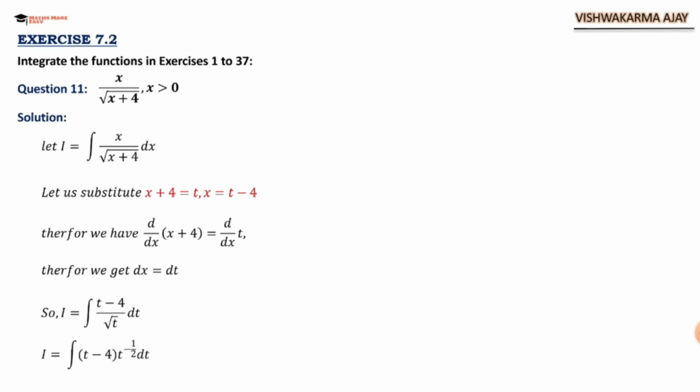This can be written as t minus 4 times t to the power minus 1 upon 2. Since this is root t, we can write root t as t raised to 1 by 2, and from the denominator it's shifting to the numerator. That's why we can write t minus 4 times t to the power minus 1 upon 2. Now this t will go inside the bracket.